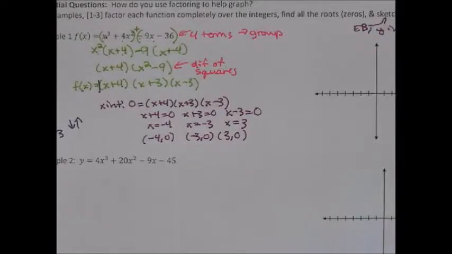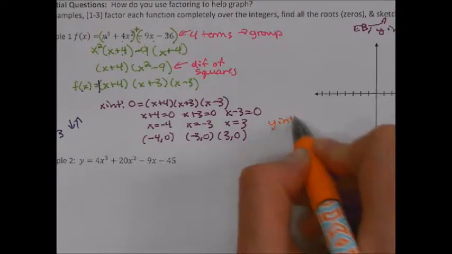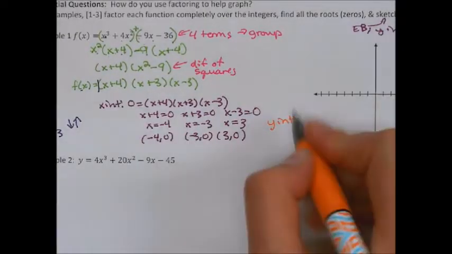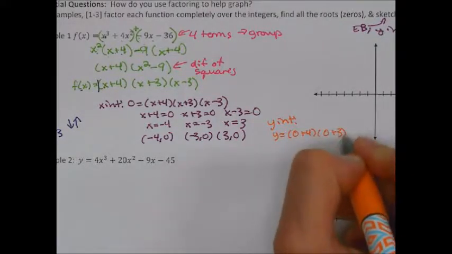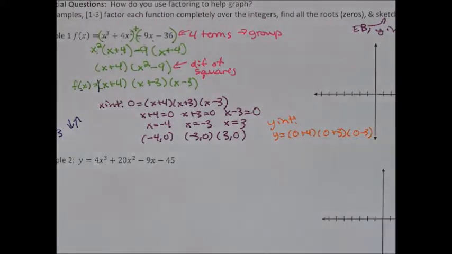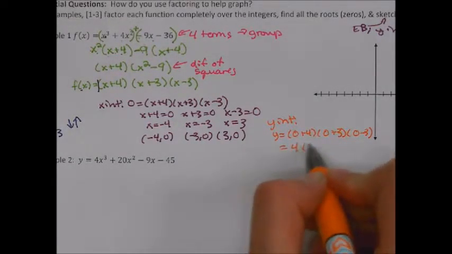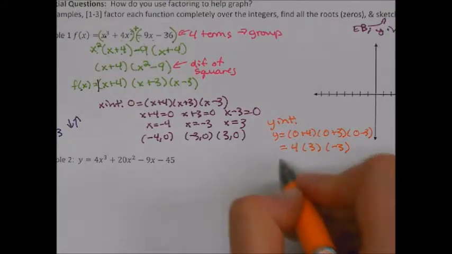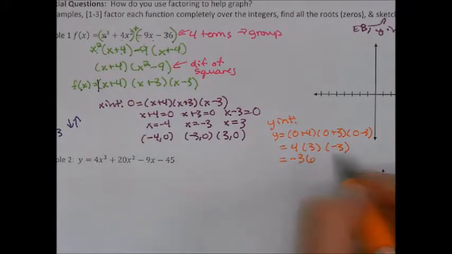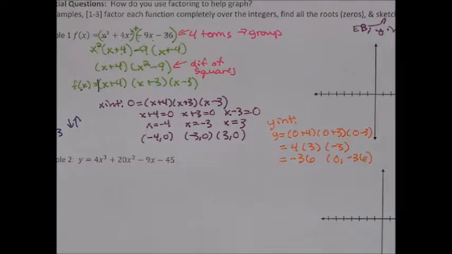Last piece, for our y-intercept, we make x equal to 0, so y equals 0 plus 4, 0 plus 3, 0 minus 3. And I get 4 times 3 times negative 3. That's also going to give me a negative 36. Writing it as a y-intercept, we have (0, -36).